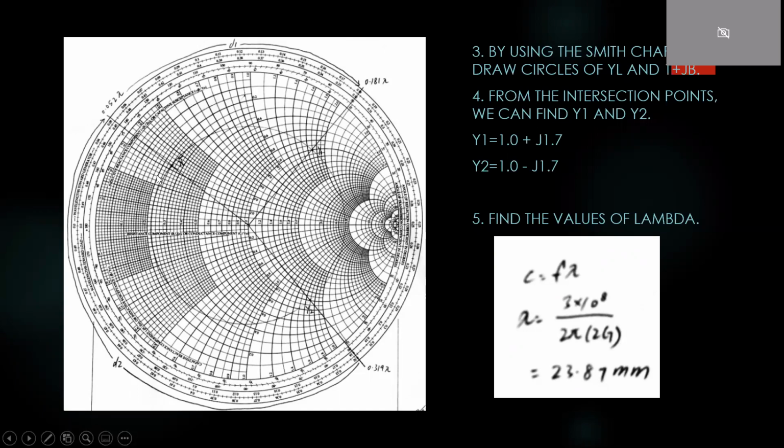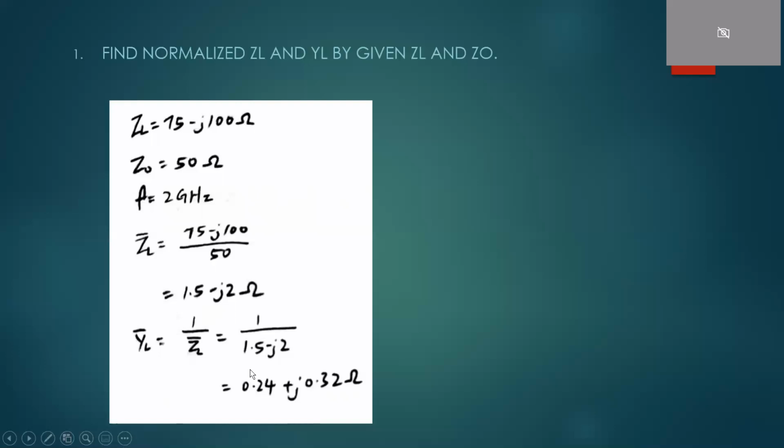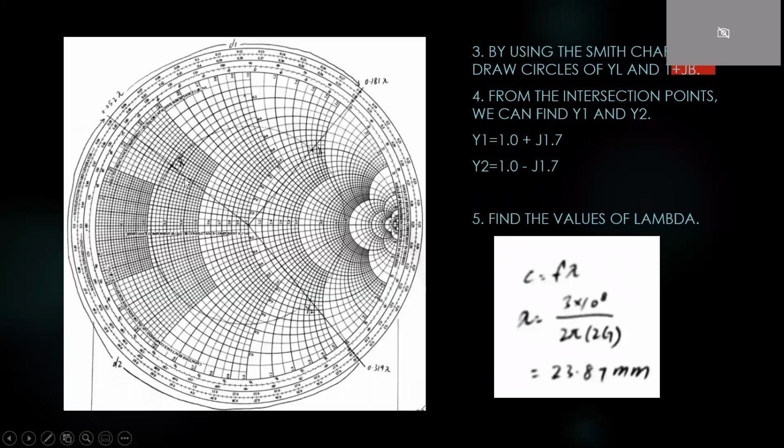The next step, when using the Smith chart, the first circle we draw is the YL circle, according to YL, 0.24 plus j0.32 ohm in the Smith chart. Then we draw a circle over here. After that, we draw a 1 plus jB circle over here. Two intersection points occur, which are Y1 and Y2. After we determine the values, Y1 is 1.0 plus j1.7, whereas Y2 is 1.0 minus j1.7.